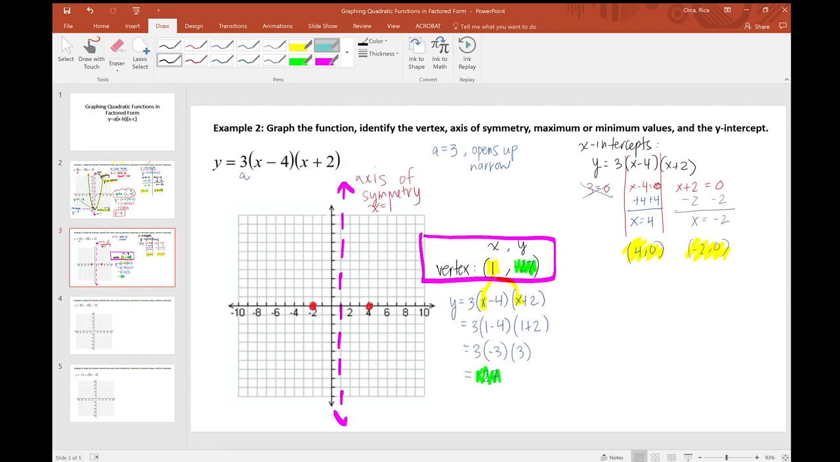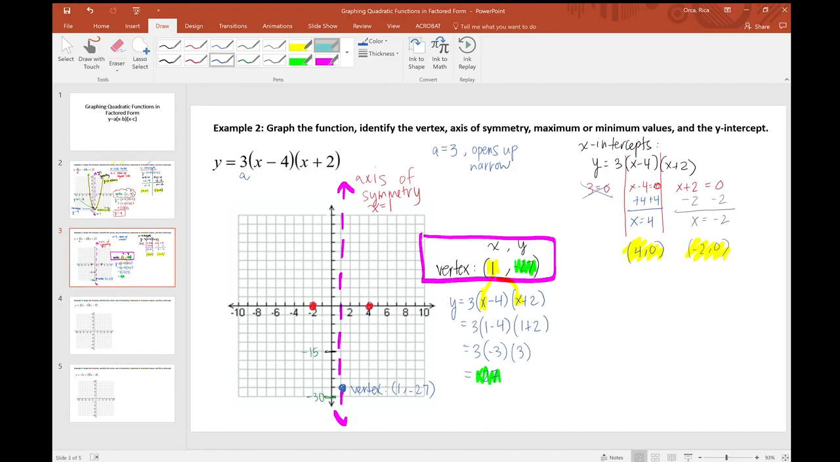Let's go by 3. So negative 3, negative 6, negative 9, negative 12, negative 15. Negative 18, negative 21, negative 24, negative 27, negative 30. Our vertex is at (1, -27). There it is. Label it vertex (1, -27).